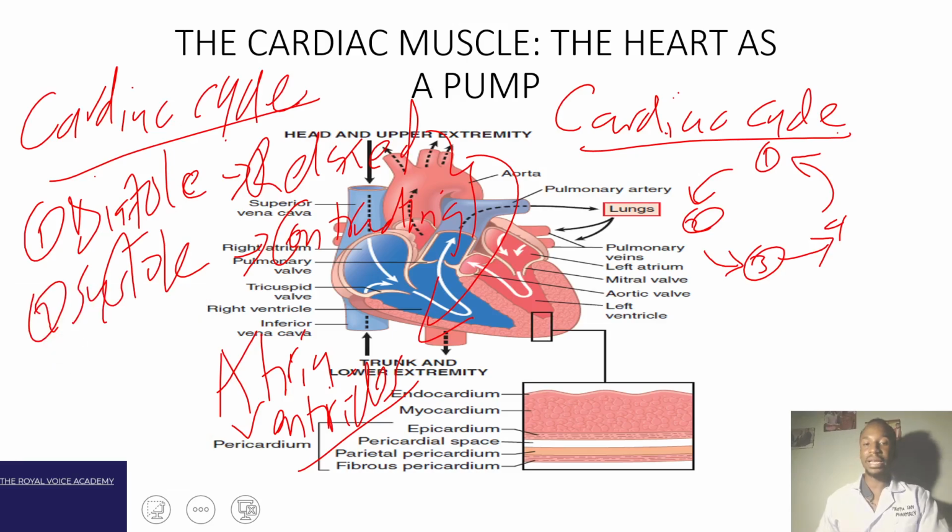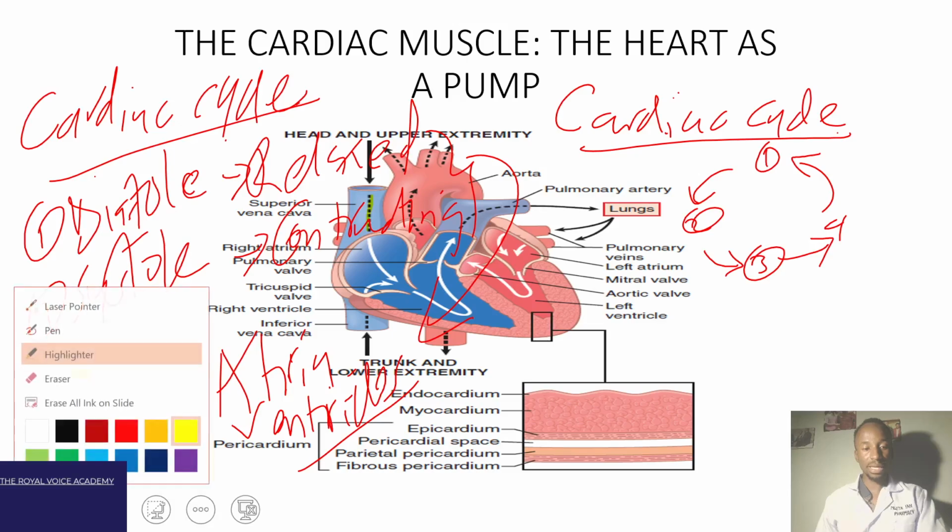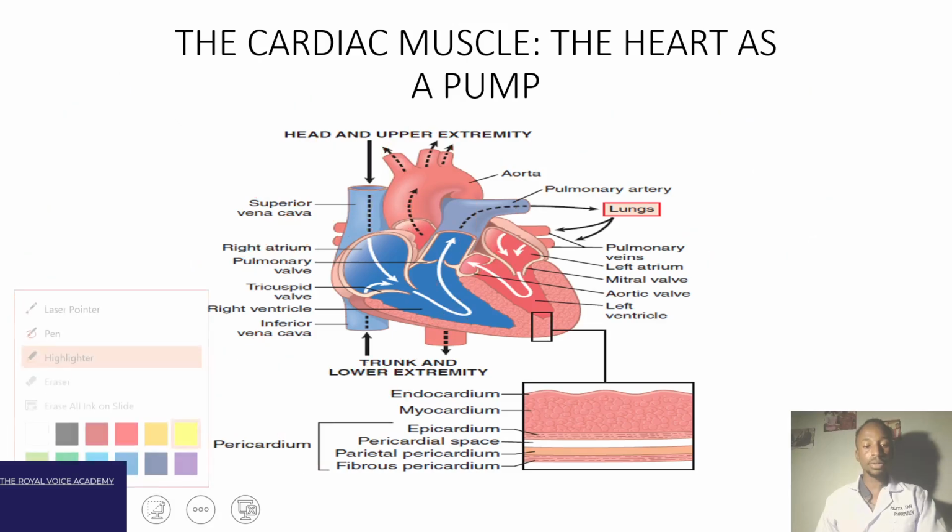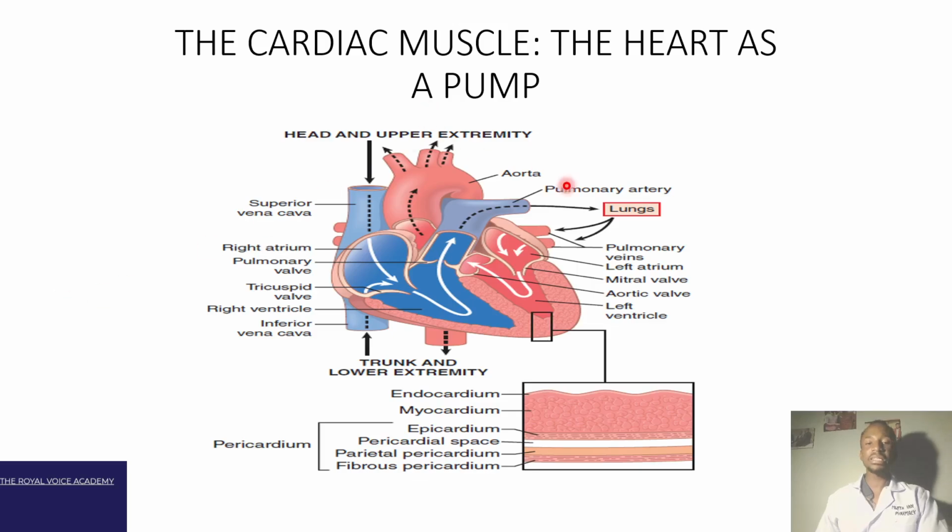Sorry, let me get my highlighter. The sinoatrial node is located just, you see, this is where the superior vena cava is here. Let me just delete, let me erase all ink. Good. Now, let me get my laser pointer.